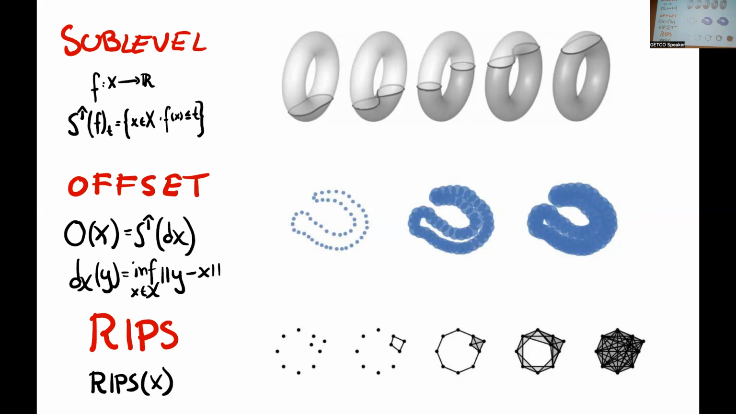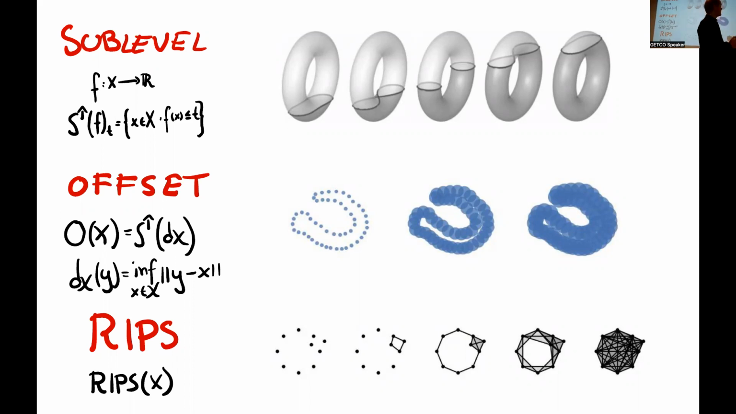And as a special case of this, we have the offset filtration, where what's being filtered is this d_X function, a function on the plane. You take a bunch of points in the plane, and for any other point in the plane, its function value is its distance to the closest point in your point set. If you now take the sublevel filtration over that function d_X, you will get the standard Čech filtration that you've seen a hundred times, I'm sure, with all these disks growing.